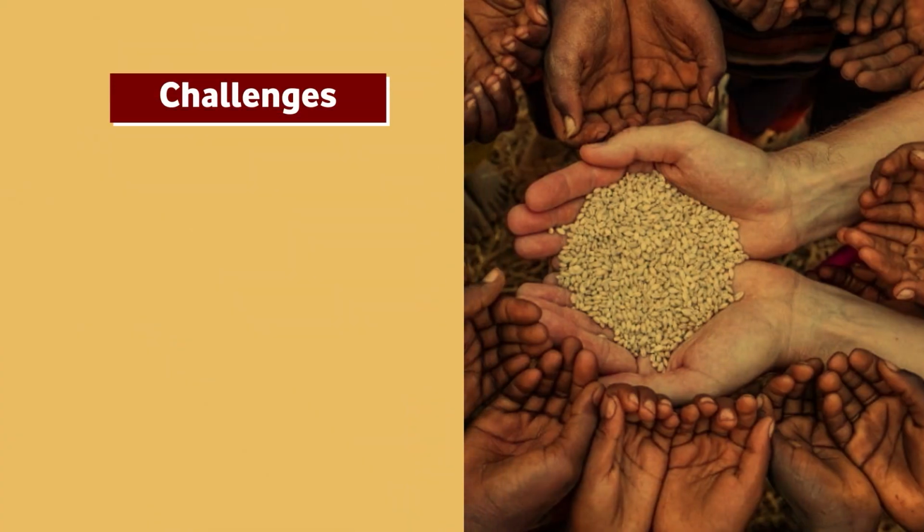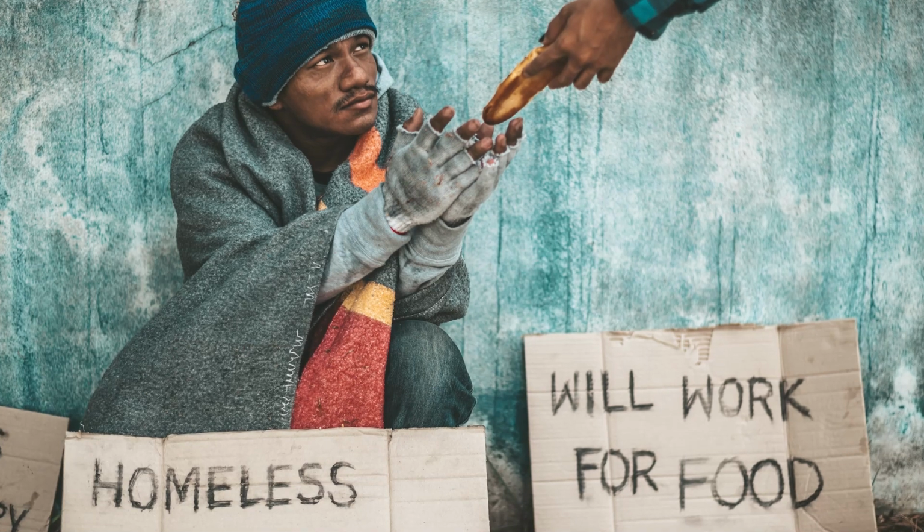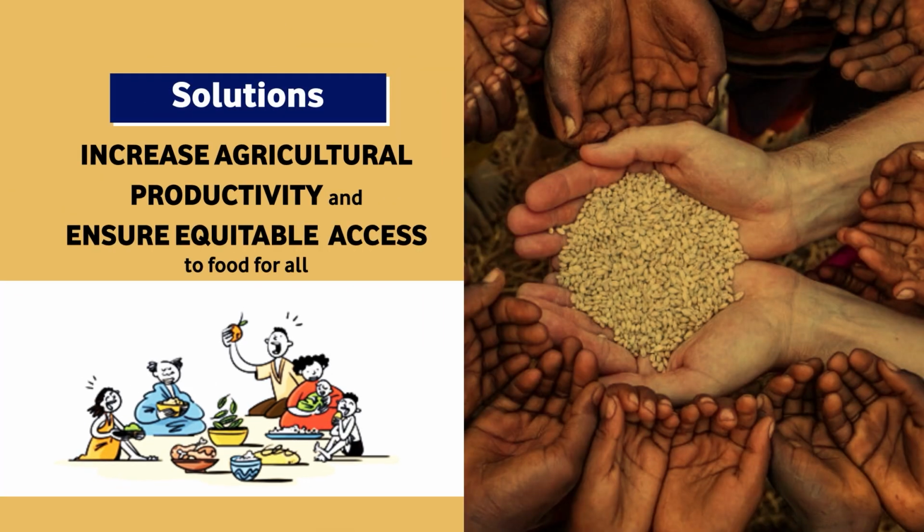The challenge, when you talk about zero hunger, when we look into the global status in front of us, is that we live in a world where 1 in 9 people is undernourished. That means they are in hunger. So to find a solution in this direction, there should be a way to increase agricultural productivity and ensure equitable access to food for all.